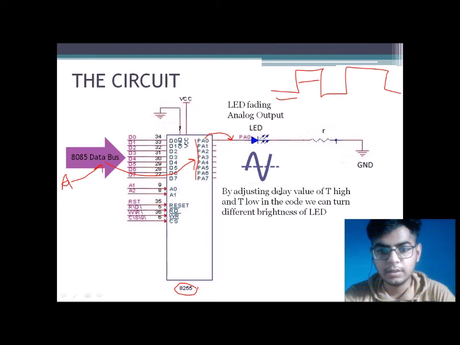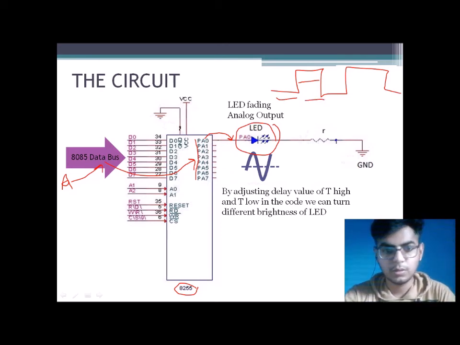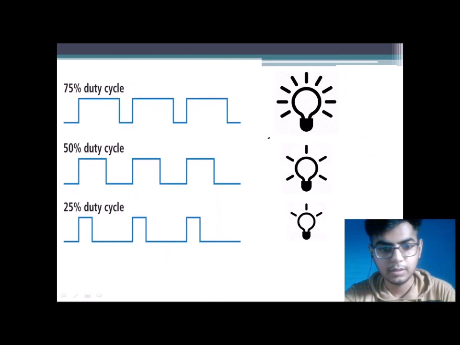So by adjusting the delay values of T high and T low in the code, we can get different brightness of the LED. By adjusting the T high and T low, we get analog output at our LED, and we can make it fade or brighten by increasing this time and decreasing this time. So now let's check how this practically works.